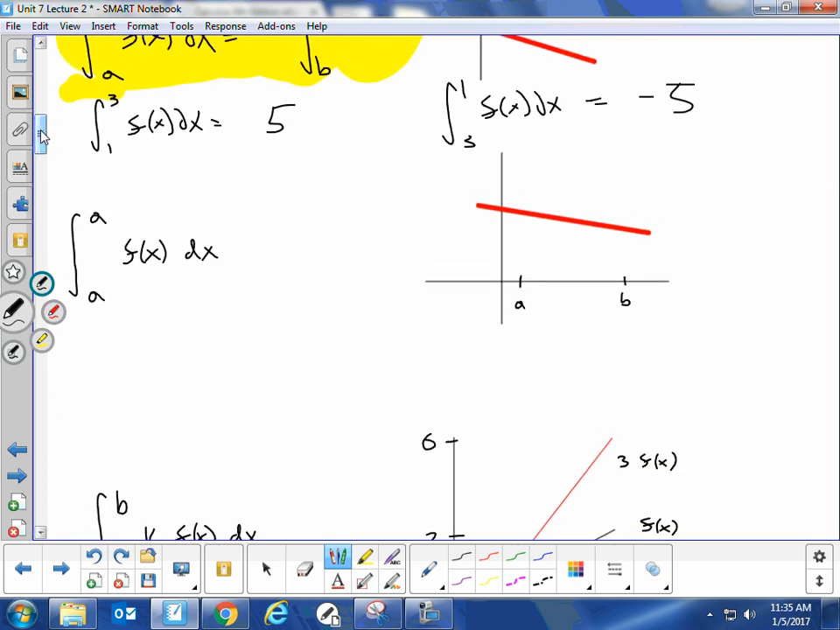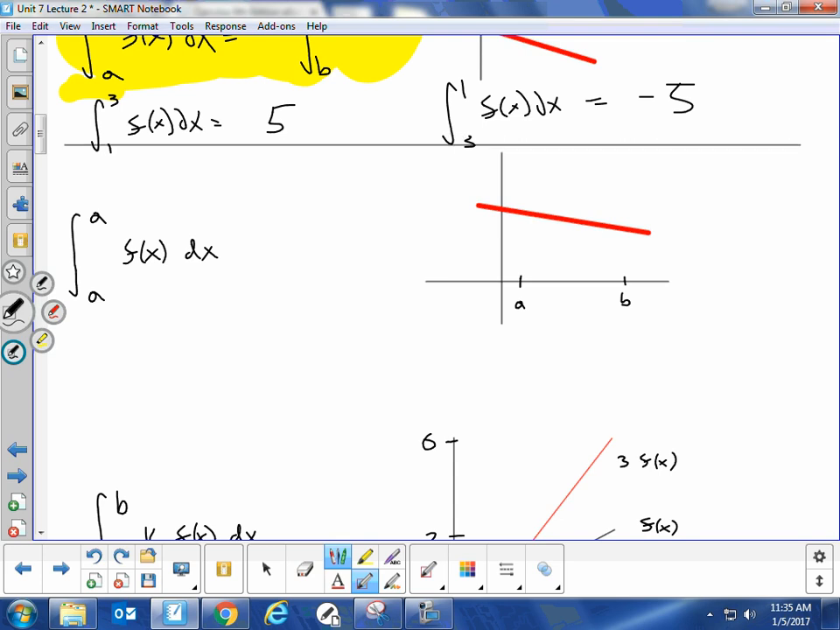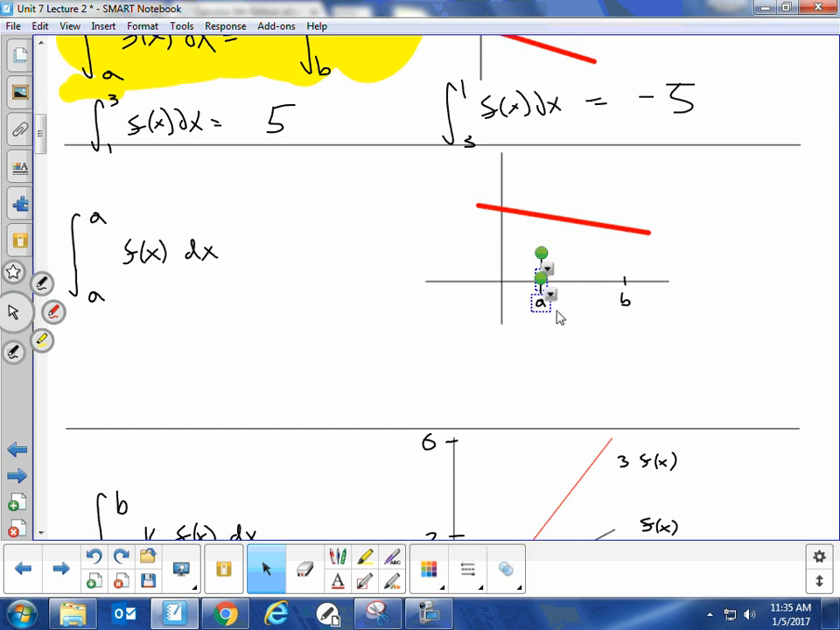Next one. What if I go from A to A? So here's A. I'm trying to find the area starting from A and going to A. So from A to B, we know we have some area. If I bring B and I put it right on top of A, so it's A to A, discuss what you think that answer is going to be. Go.